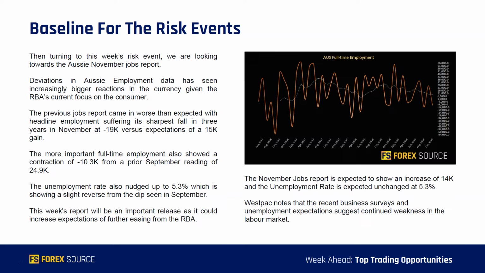Now, the previous jobs report came in worse than expected, with headline employment suffering its sharpest fall in 3 years in November, coming in at negative 19,000 versus expectations of a gain of 15,000. Now, the more important full-time employment also showed a contraction of 10,000 from a prior September reading of almost 25,000. Now, the unemployment rate also nudged up to 5.3%, which basically reversed a promising dip that we saw in September.